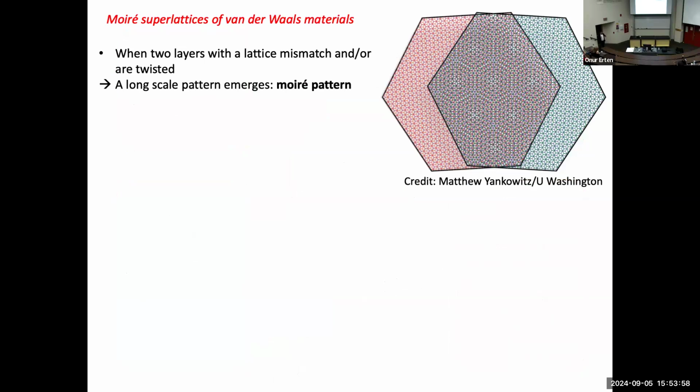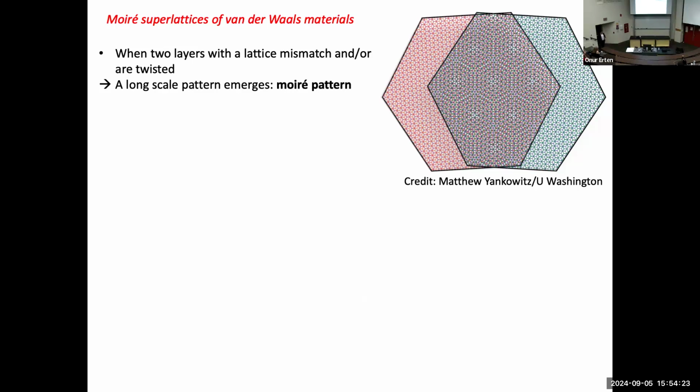And if you take two layers of van der Waals materials and you twist them, you can see that you create a new long-range pattern. So this is the lattice of the first layer, the lattice of the second layer, and you can see that a new large-scale lattice emerges, right? So this new large-scale lattice is called a Moiré pattern.